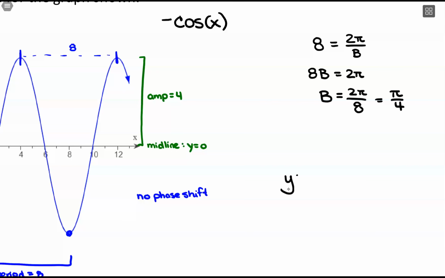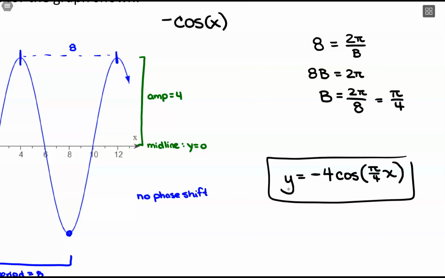So for our function, a is going to be negative, since we're using negative cosine of x. So we have a negative 4 using our amplitude. Cosine of, and b is pi over 4. And then we have our variable x. And then we close the parentheses since we're not using a phase shift. And then the midline is 0. So that's that.